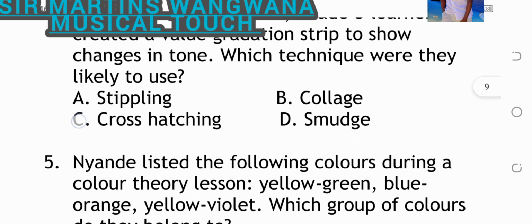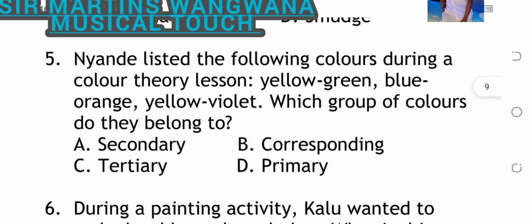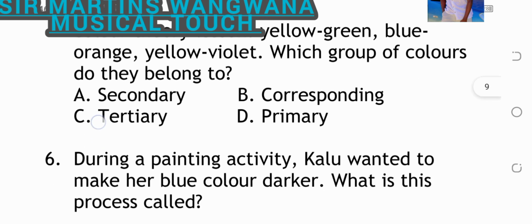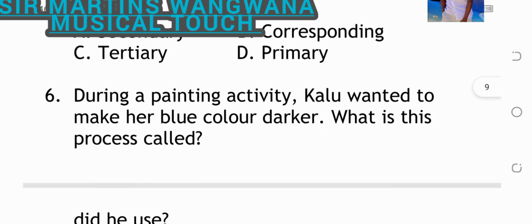Then we have number 5 saying, Nyande listed the following colors during a color theory lesson: yellow, green, blue, orange, yellow, violet. Which group of colors do they use? So when we have two names of colors, that one is tertiary. Tertiary colors, the correct answer is C.